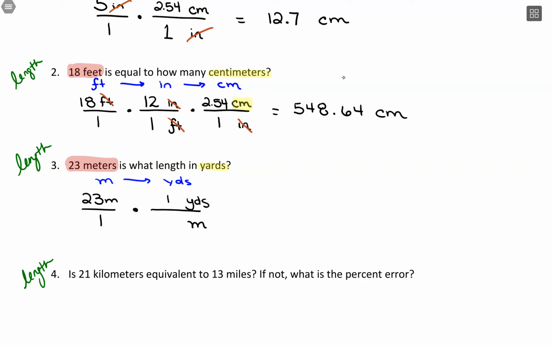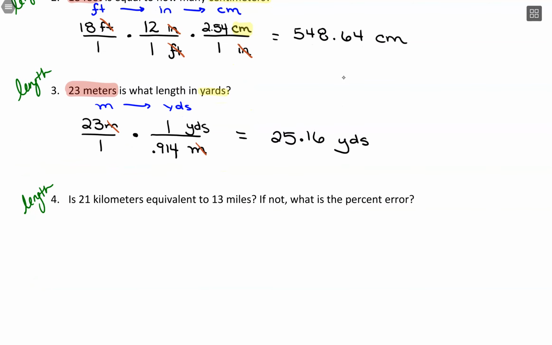And we have that 1 yard is equivalent to 0.914 meters. And with that, in a calculator, we would take 23 divided by 0.914, which is 25.16. And then units, the meters cancel out, so we'll just have yards.